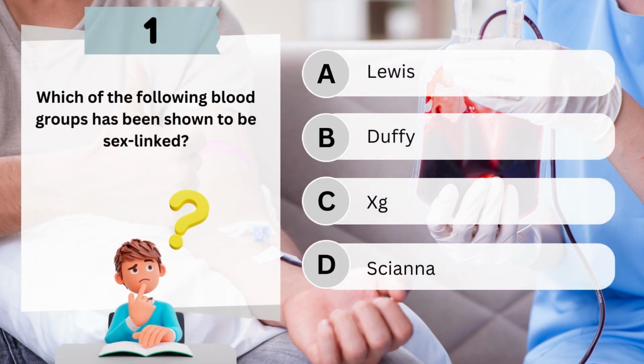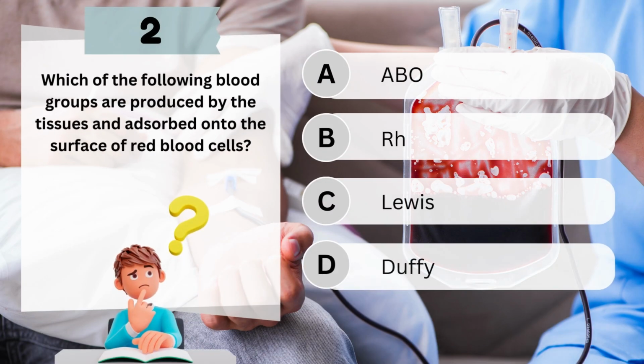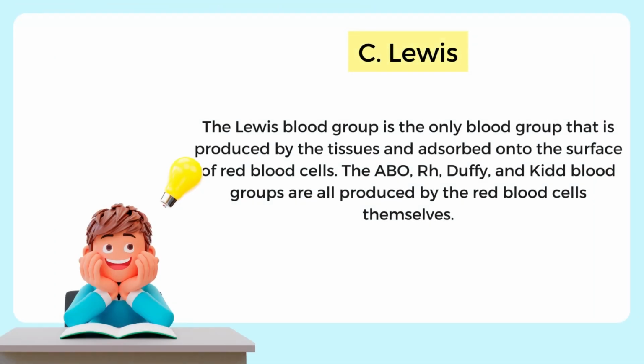Which of the following blood groups has been shown to be sex-linked? The correct answer is C. Which of the following blood groups are produced by the tissues and adsorbed onto the surface of red blood cells? The correct answer is C. Lewis.